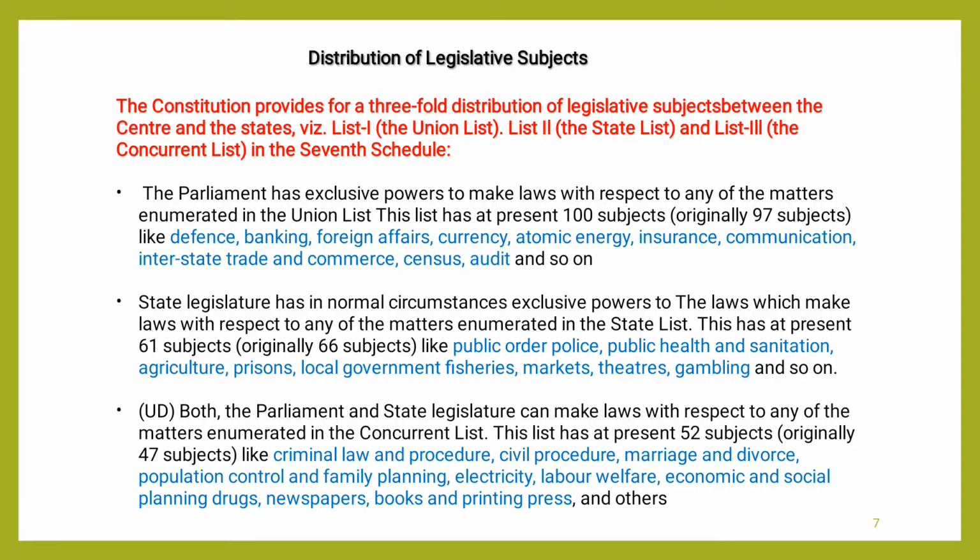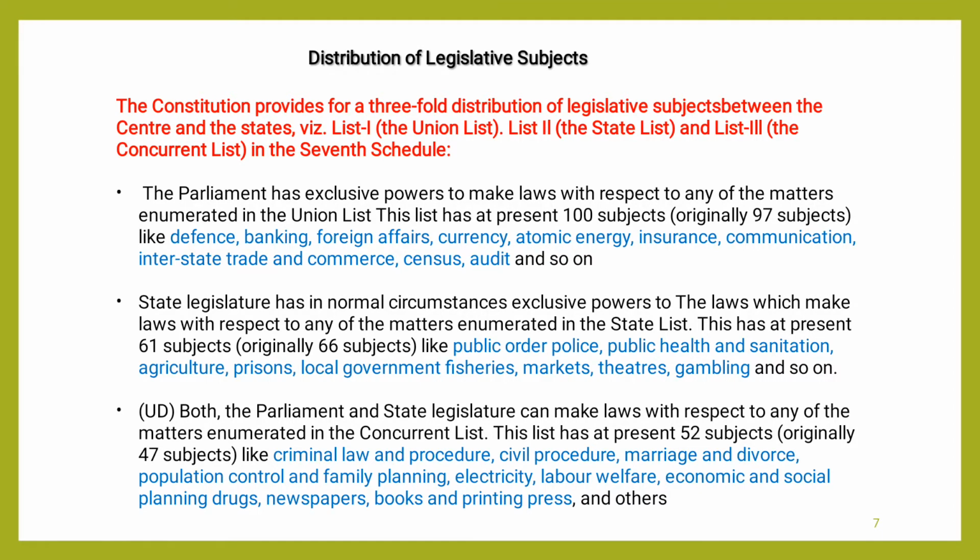Now, the state list. What all comes under the state? Presently, there are 61 subjects. Originally, there were 66 subjects. Among them, law and order and police. This is a state subject. Police can never be controlled by the center. So, it is a big power that has been given to the state. Other than this, public order, public health and sanitation, agriculture, prisons, local government, fisheries, markets, theatres, gambling, and so on, all these come under the state list.